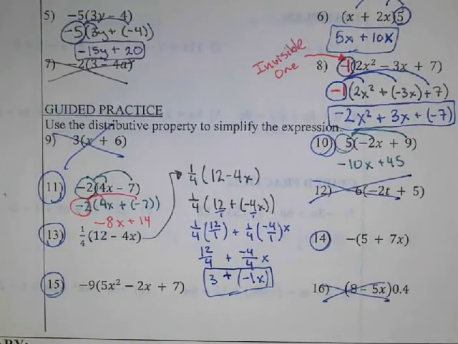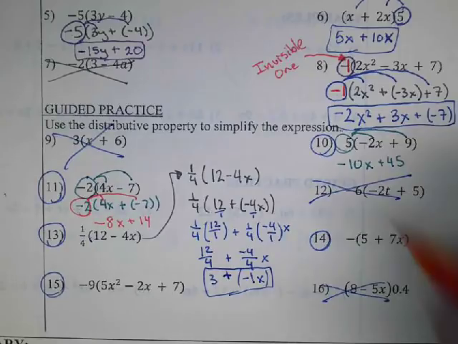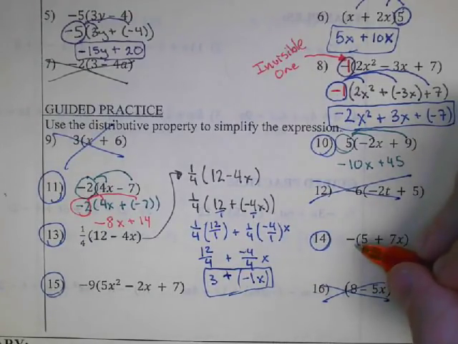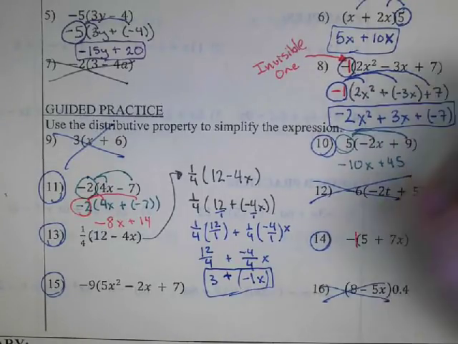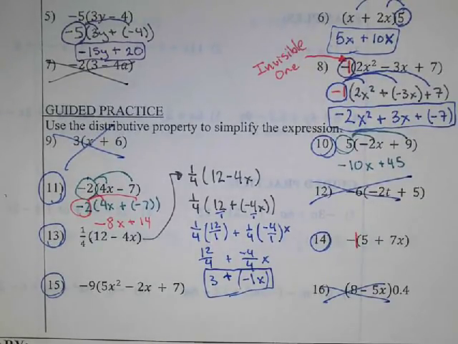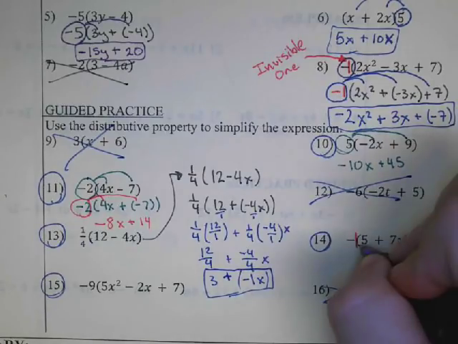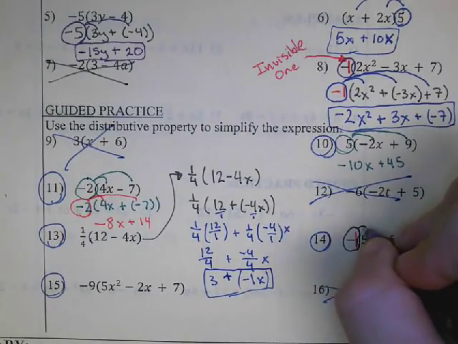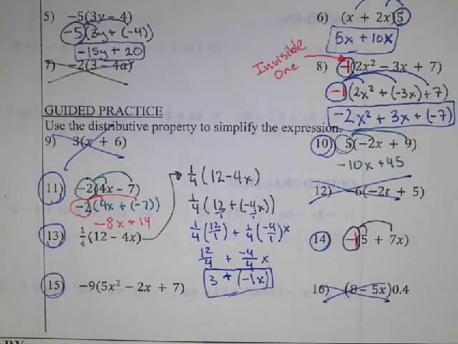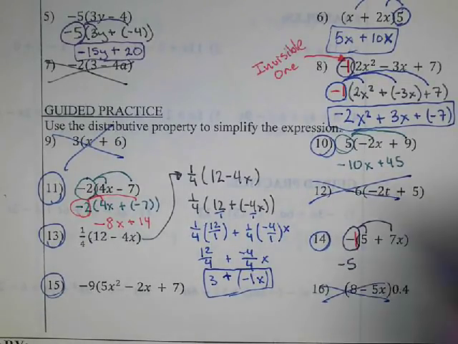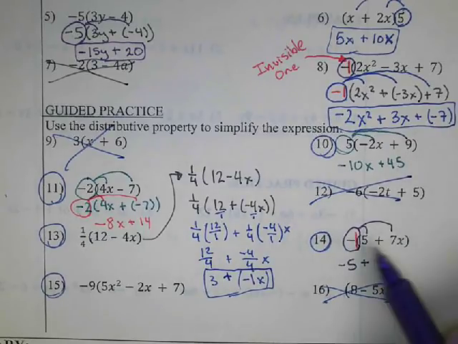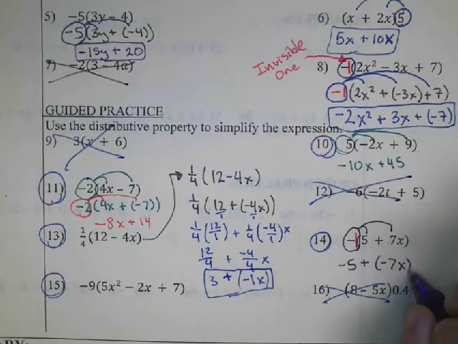Okay, number 14. There's no number in front of it. Remember, when we had just a negative sign, we could write in that invisible 1. Write that invisible 1 in, and it helps us know what we're distributing. So I'm really going to distribute this negative 1 to the 5 and to the 7. So let's do that. Negative 1 times 5 is negative 5. Bringing down our plus sign. And then negative 1 times 7 would be a negative 7x. Like that.